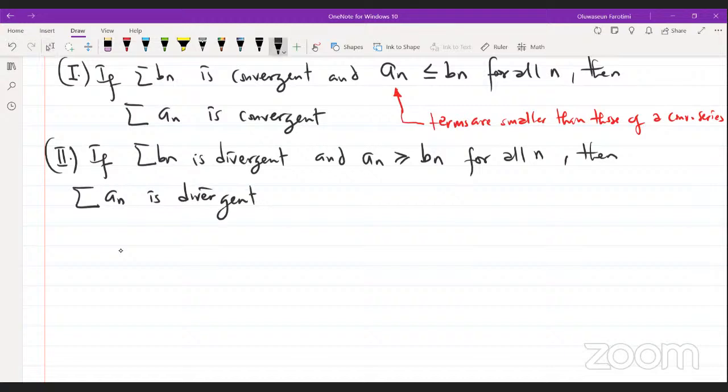Similar to what I wrote in red, let me write something again in red. In this case, the terms here are larger than those of a divergent series.